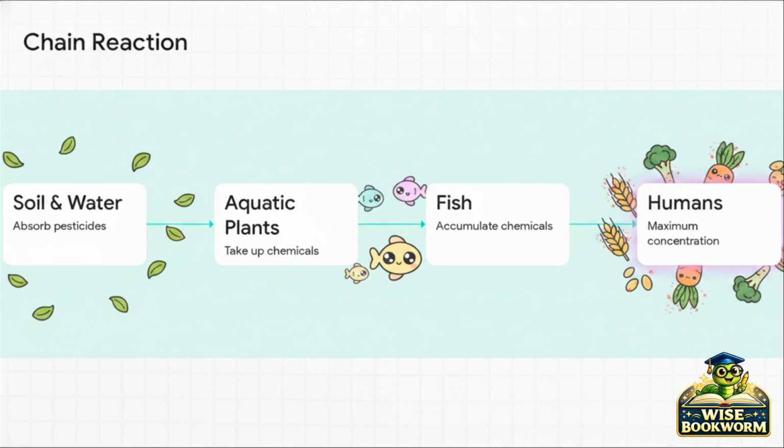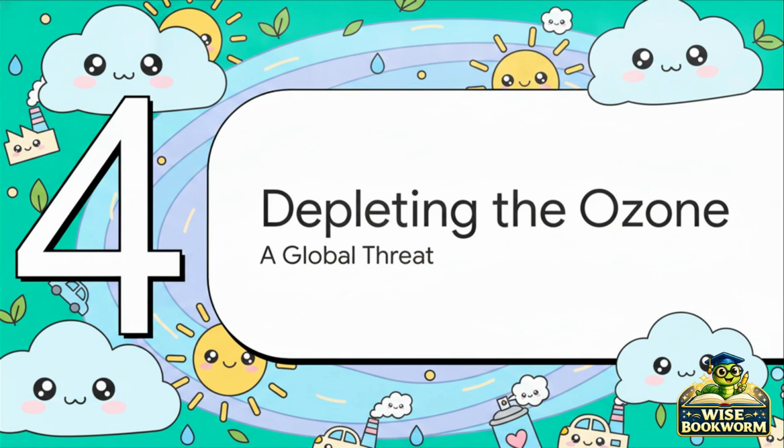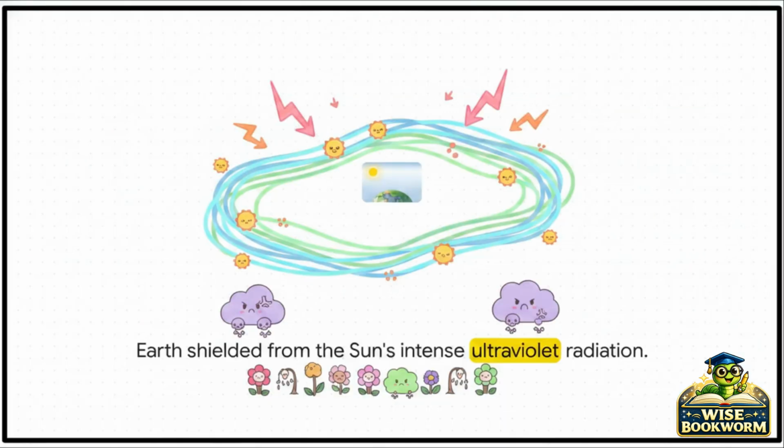The chemicals are literally built into the fabric of the food chain itself. Section 4. Depleting the ozone layer. Now let's zoom out from the food web entirely and look at the macro level of our atmosphere, where another invisible layer of protection is being seriously altered.